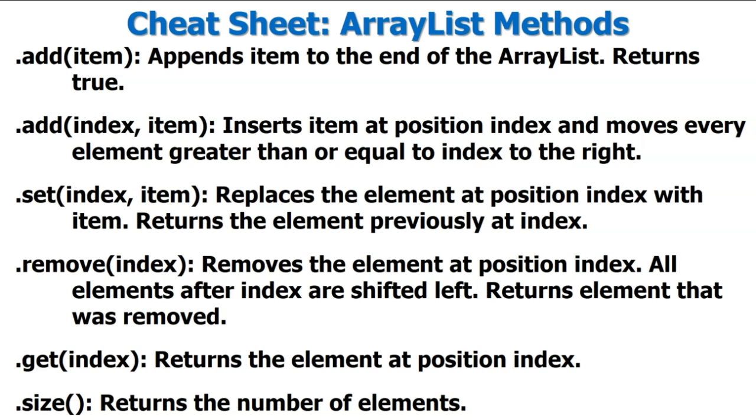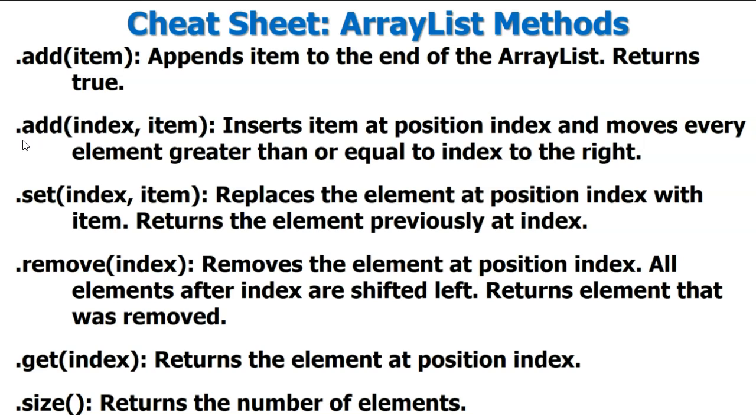Okay, if I want to put something into an ArrayList, ArrayLists always start empty, so if I want to start putting things into them, I use the add method. I do .add(item), whatever type of object it is, and that just appends the item to the end of the ArrayList. It does also return true, which we don't really use, but it does.